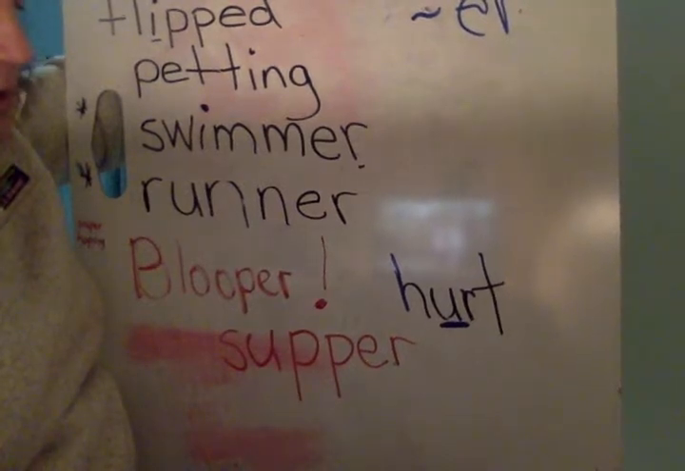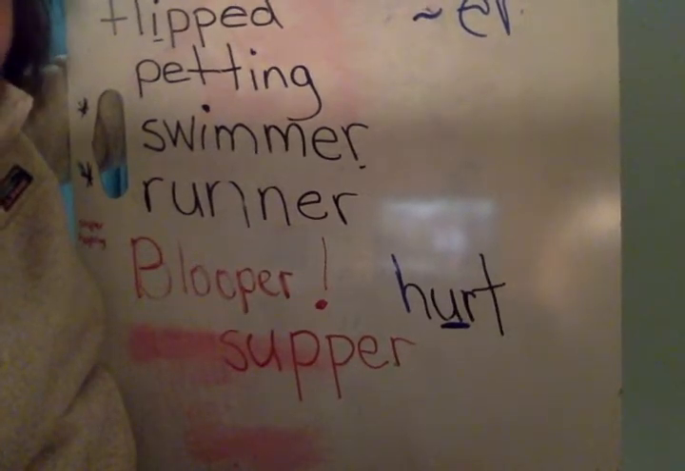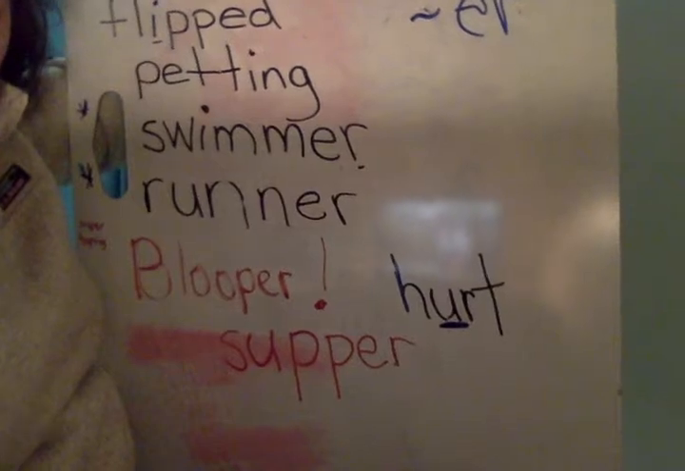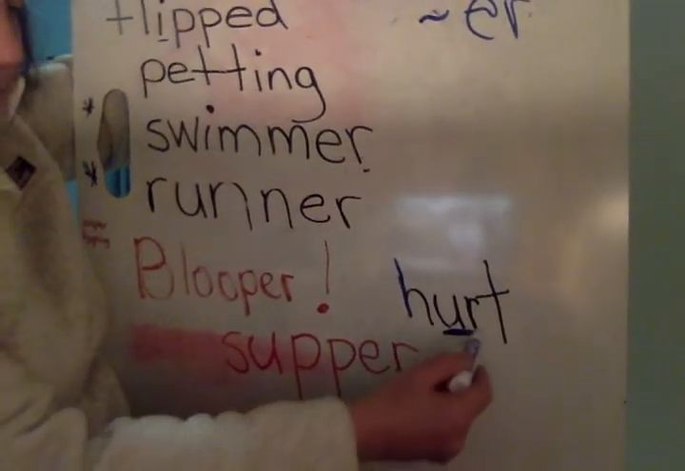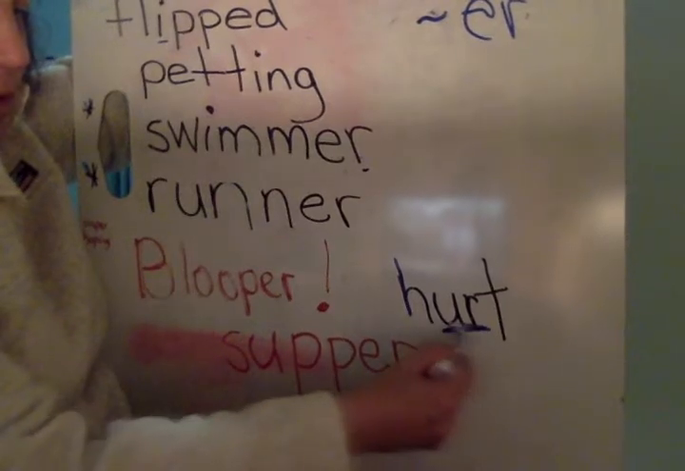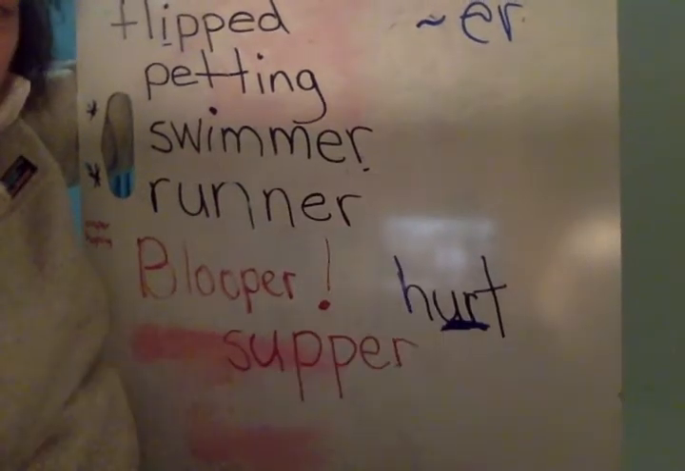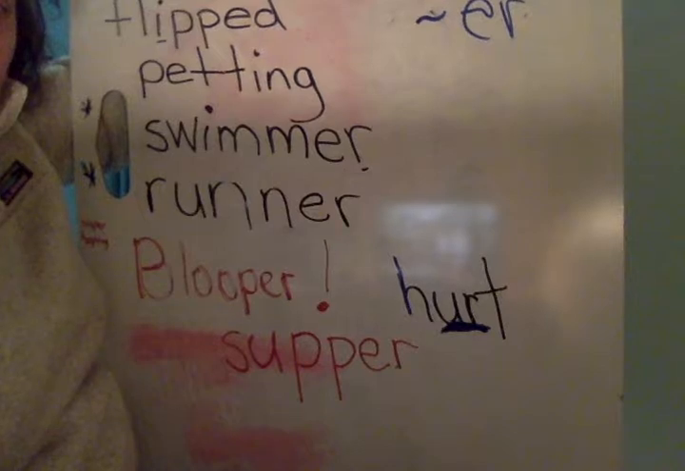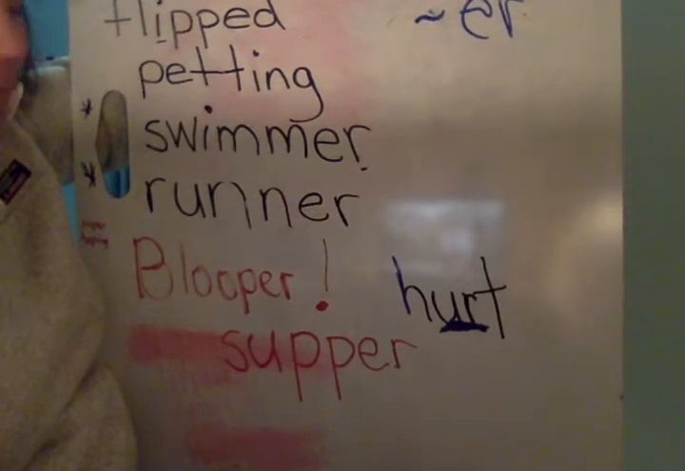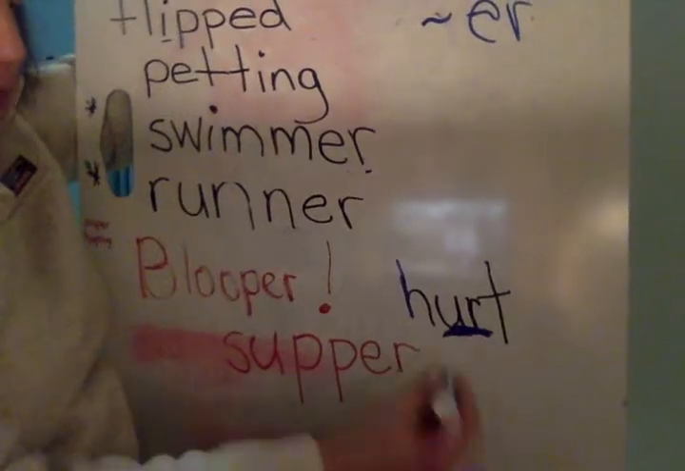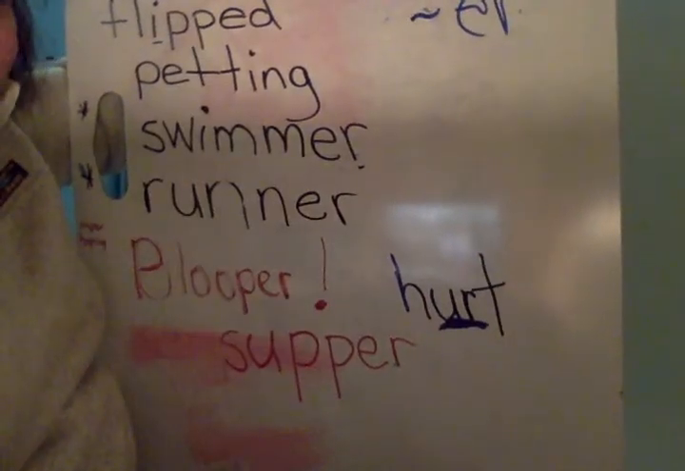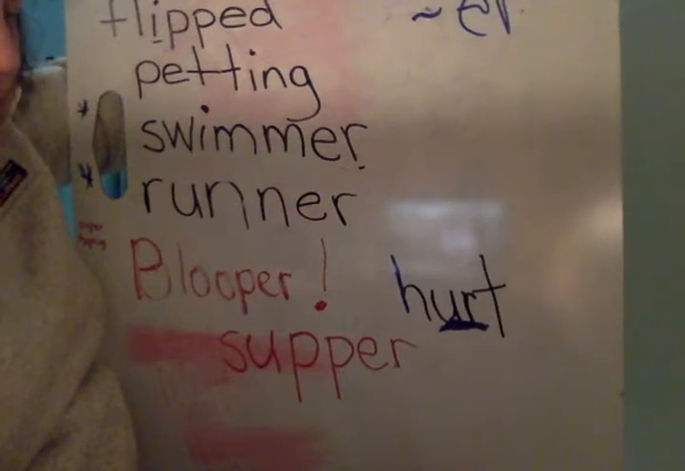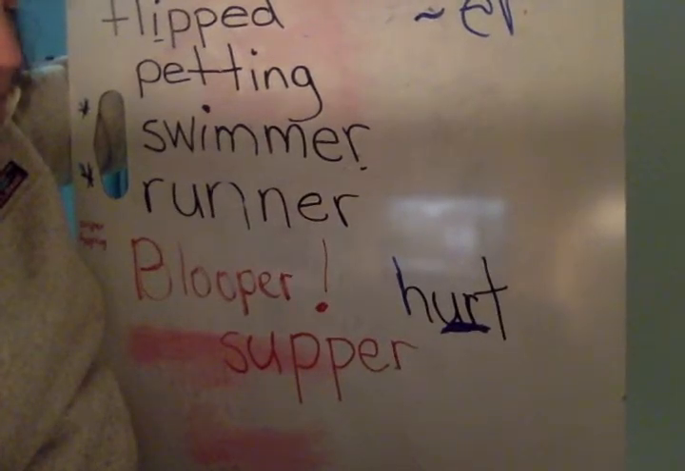Hurt. It's almost skipping the vowel sound, isn't it? Do you remember why? We did this just a few weeks ago. This is an R-controlled vowel. So it's not a short U. It's an R-controlled vowel making a different sound. So this doesn't count to use our rule because it's not a short sound of a vowel.